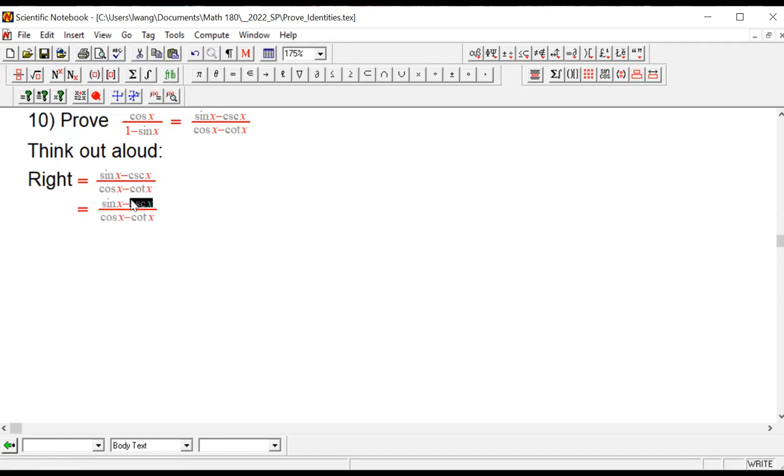Cosecant x, that's 1 over sine x. We have a cosine x here, and cotangent x is cosine x over sine x. We have a common denominator. And what is that common denominator? Sine x, right? So we're going to multiply by that common denominator, sine x over sine x. You must write it twice.